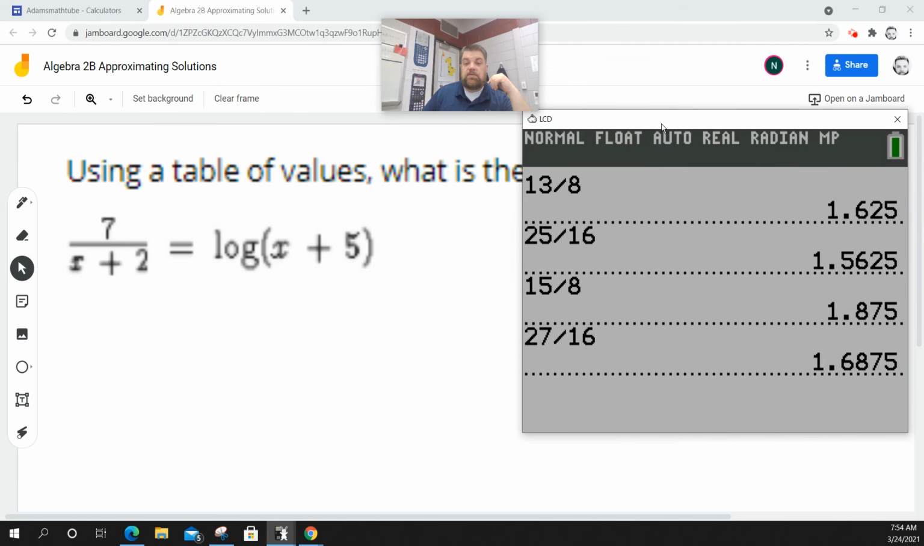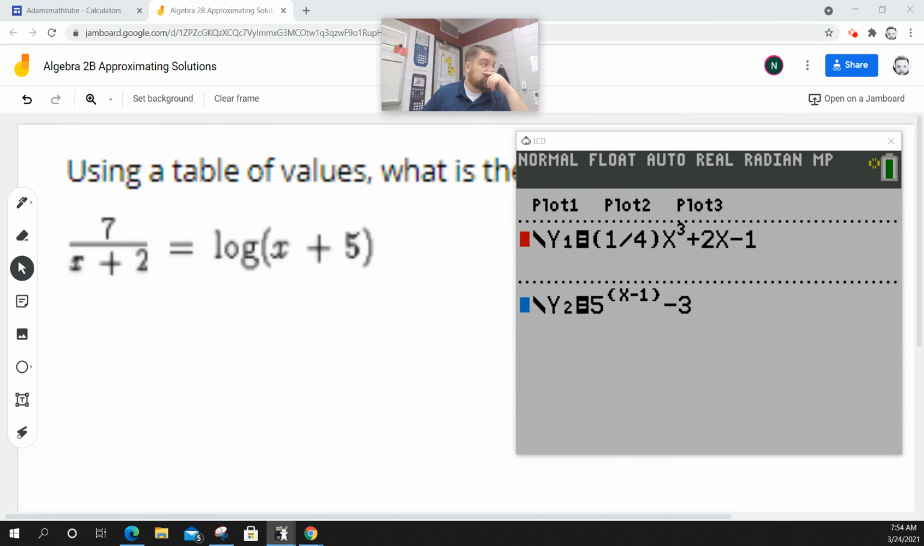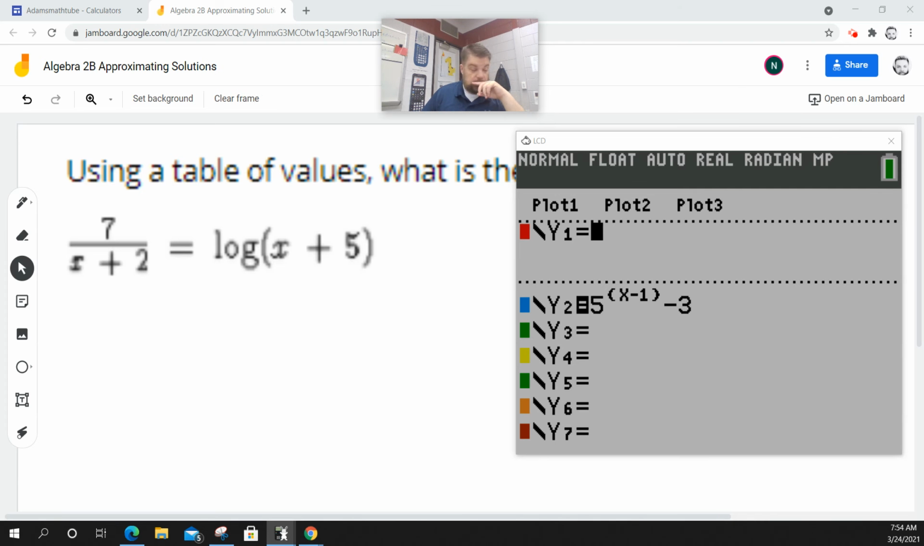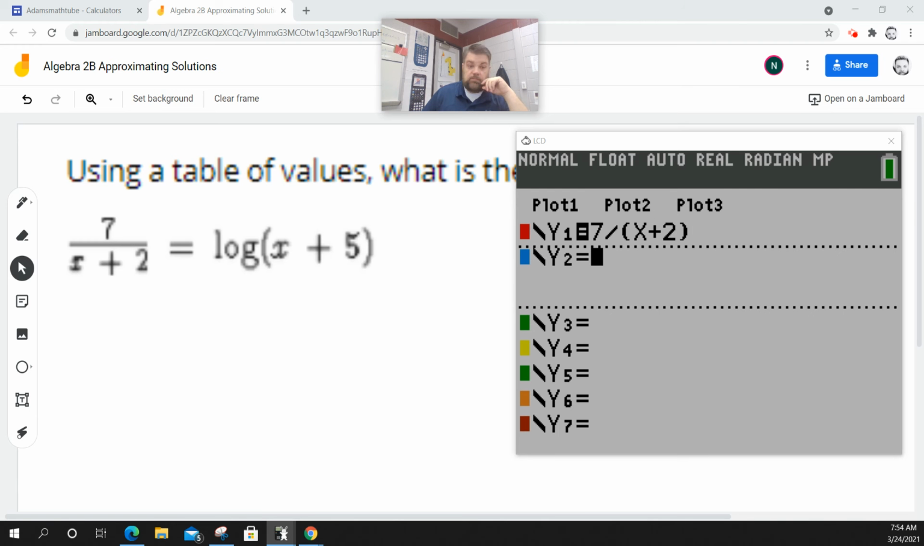Let me slide this over here. I'm going to go to y equals, and I'm going to put in 7 divided by, in parentheses, x plus 2. Then for my second equation, I'm going to put in log of x. This is a common log, so the base is actually 10. We just don't write it down. So common log of x plus 5.